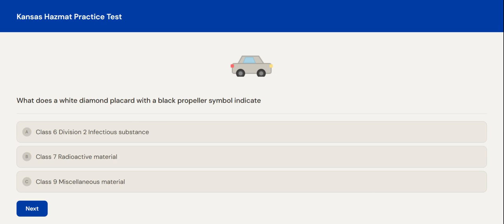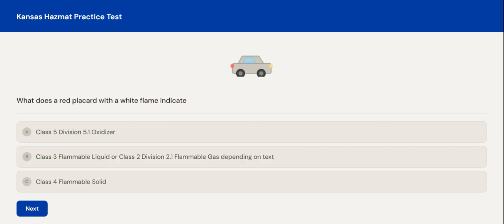Next point. What does a white diamond placard with a black propeller symbol indicate? Class 7. Radioactive material. This indicates the transport of materials emitting ionizing radiation.